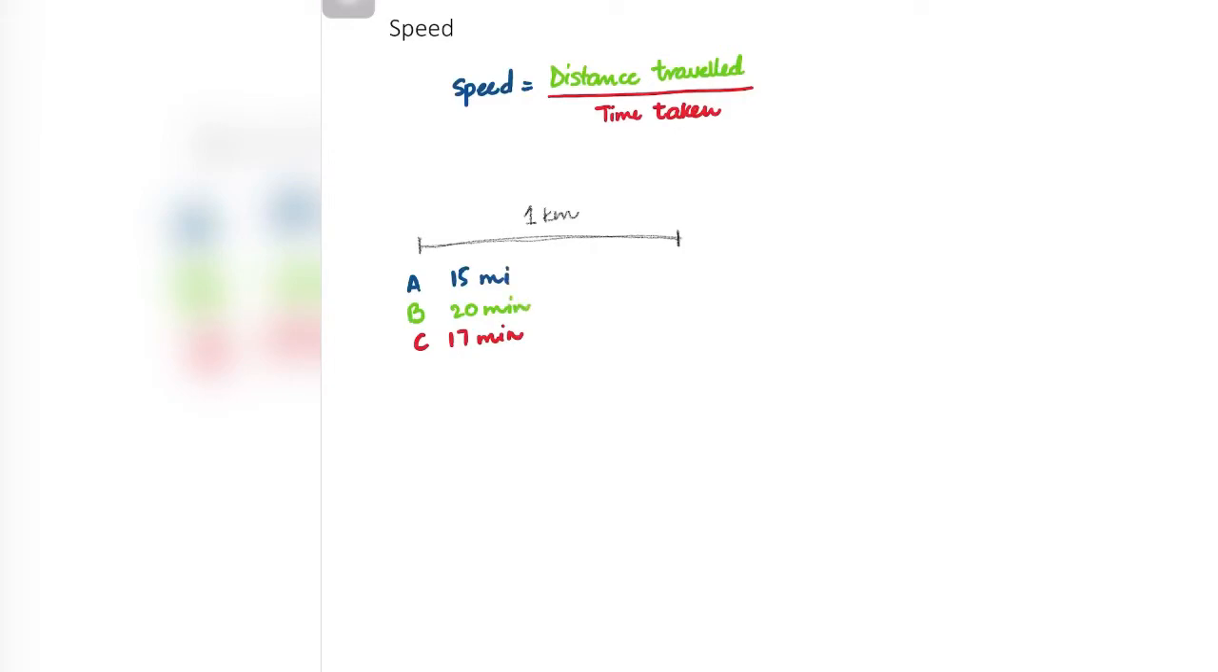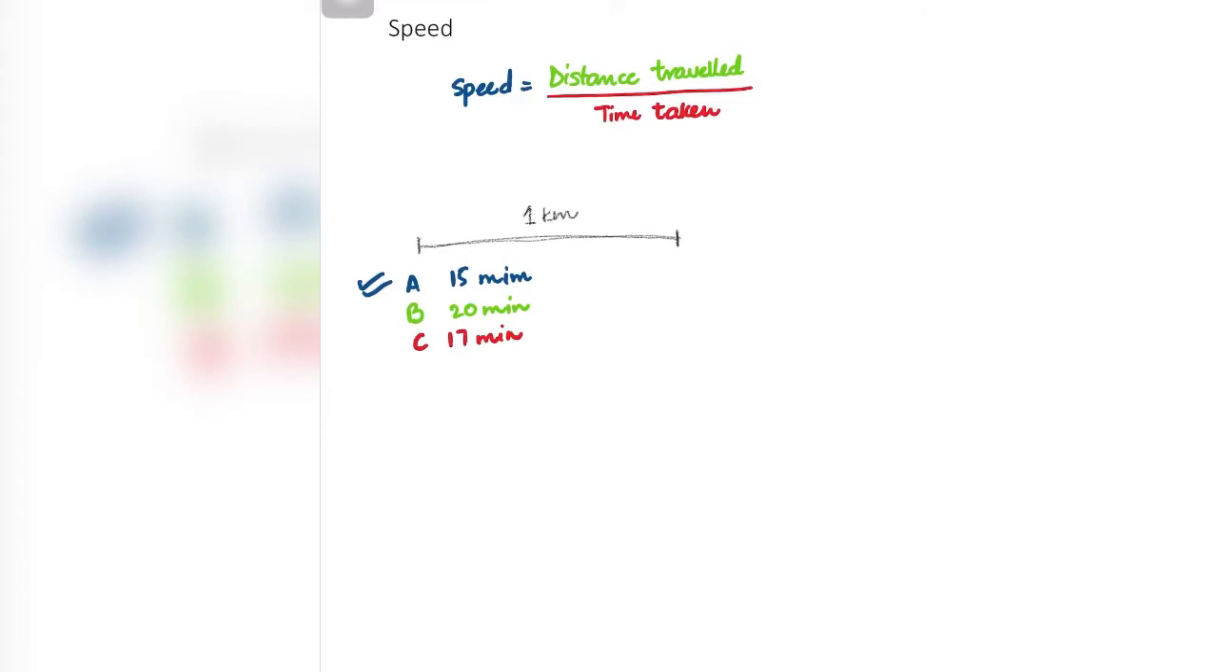That student A was fastest, right? Because he traveled the same distance in a small amount of time. So student A was faster and student B was the slowest, because he took 20 minutes for the same distance. The distance is the same and the time periods of all the students are different. So speed is the ratio between distance traveled and time taken.